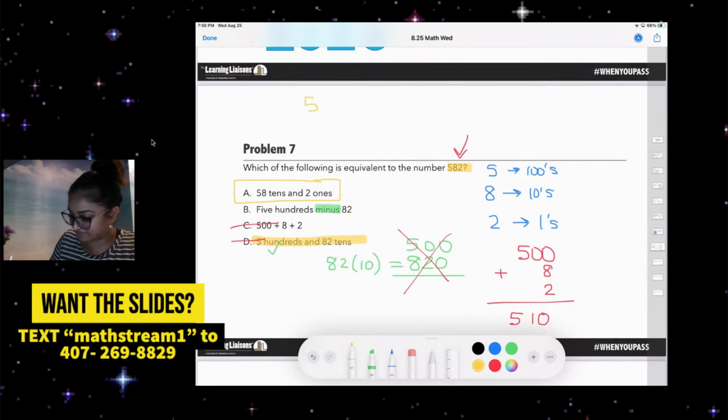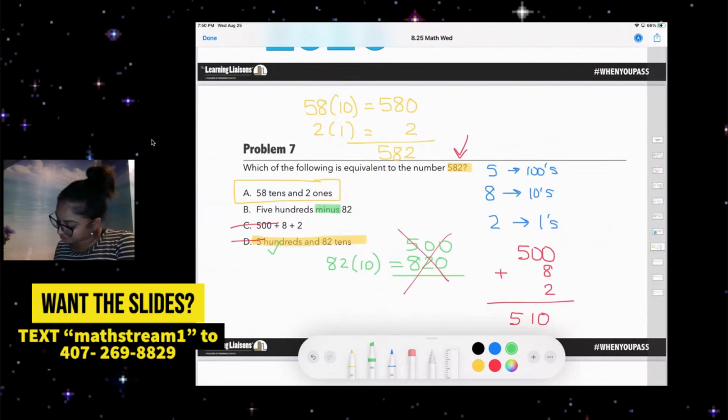Okay, so if I have 58 tens, I have 58 times 10, which is 58 times 1, which is 58, and bring over the 0. So I have 580, and they're telling me I have 2 ones. So I have 2. When I add that together, guess what? Winner, winner, chicken dinner. Our answer is A for apple.